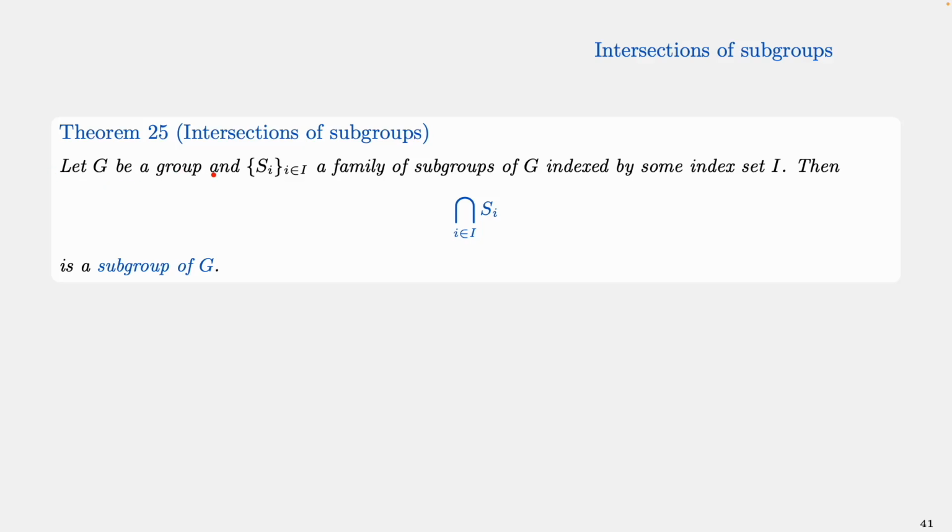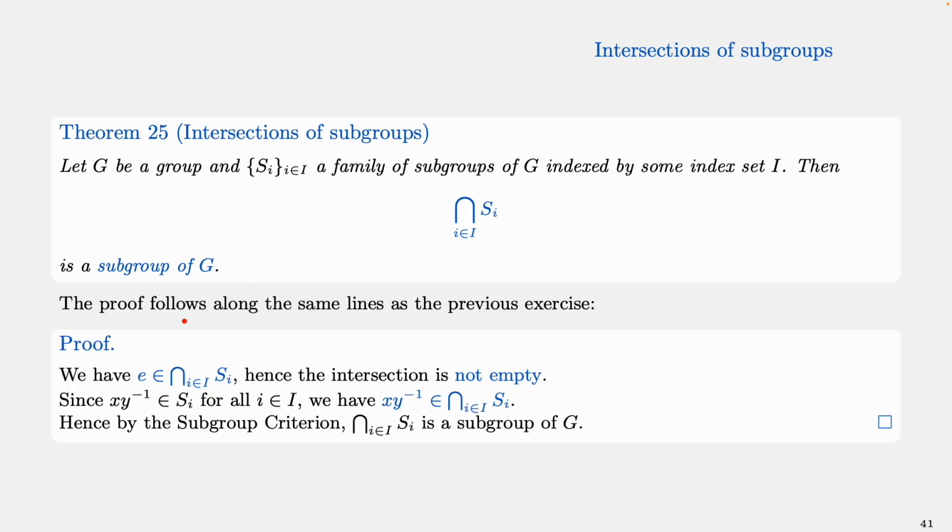So let G be a group, and here we have a family of subgroups that is indexed by some index set, and then I say that the intersection over all of these subgroups is again a subgroup of G. Now this may be a bit confusing from the notation. What I mean by this is basically that this index set can be any set. Finite, infinite, countably infinite or uncountably infinite, anything you like. And what this basically says is only that you can take any amount of subgroups in G, and the intersection will always be again a subgroup in G.